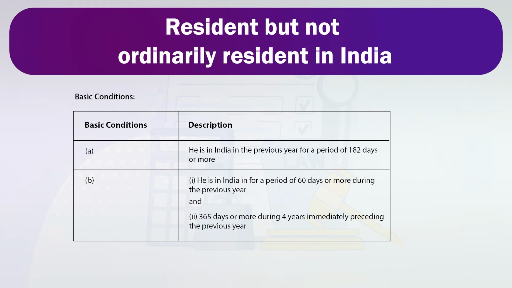There are two basic conditions. Basic condition A: he is in India in the previous year for the period of 182 days or more. And basic condition B: he is in India for a period of 60 days or more during the previous year and 365 days or more during 4 years immediately preceding the previous year.